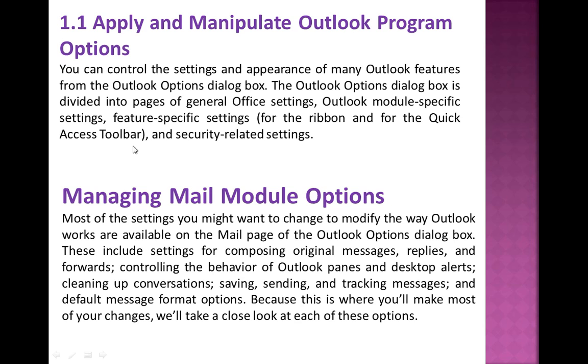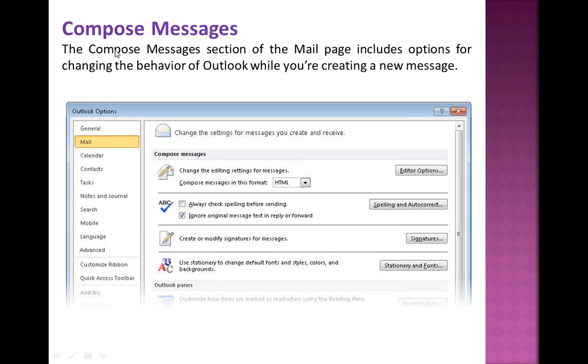These include settings for composing original messages, replies and forwards. Means these are the different settings that we do for the email. How to reply, forwarding, controlling desktop alerts, cleaning up conversations, saving, sending, tracking messages, and default message format options. Because this is where you will make most of your changes. We will take a close look at each of these options. So this is how the mail options will look. This is how we compose. These are the multiple formats. These are the multiple options that we use for emailing.